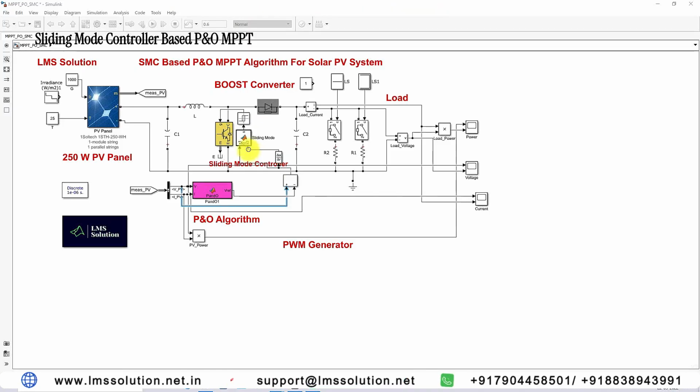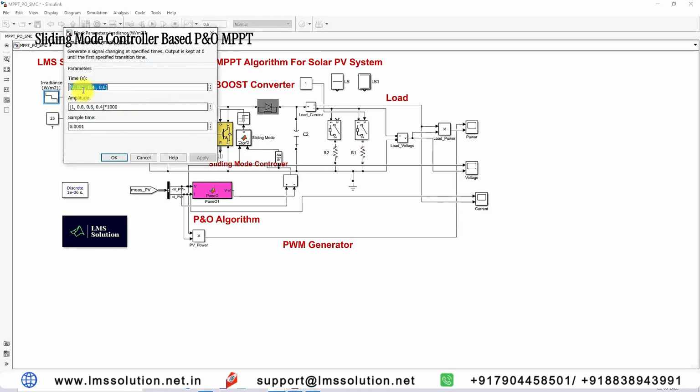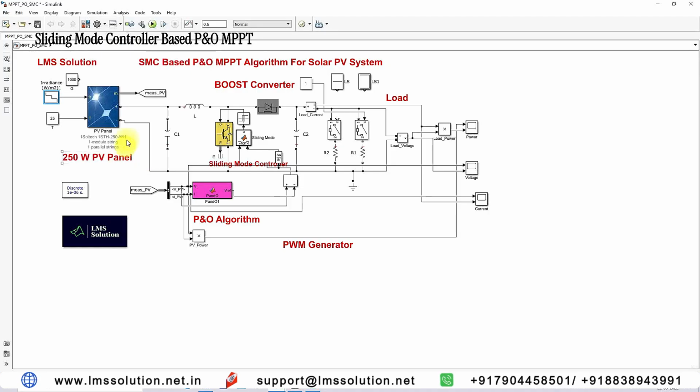Here we are going to test the model with two operating conditions. One is change in irradiation condition with constant load. So I'm going to operate this model with a constant load. I'm going to vary the irradiation every 0.2 seconds: 1000 watts per meter square and then 800, 600, 400. And then I'm going to check the power from the PV voltage and current, and the power of the load voltage and current of the load. We are going to discuss.